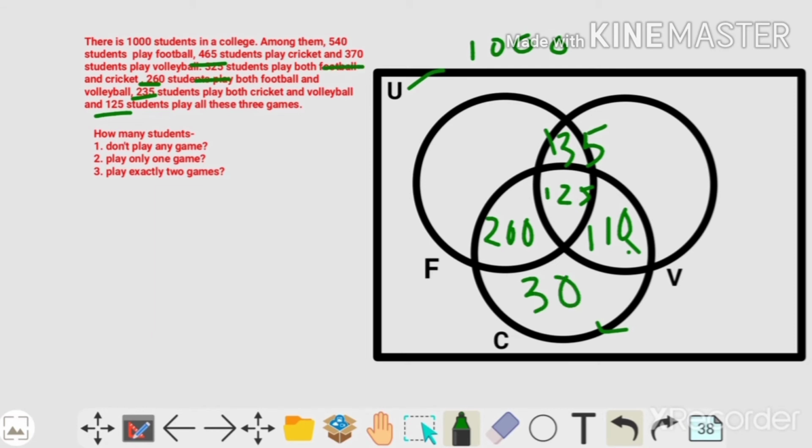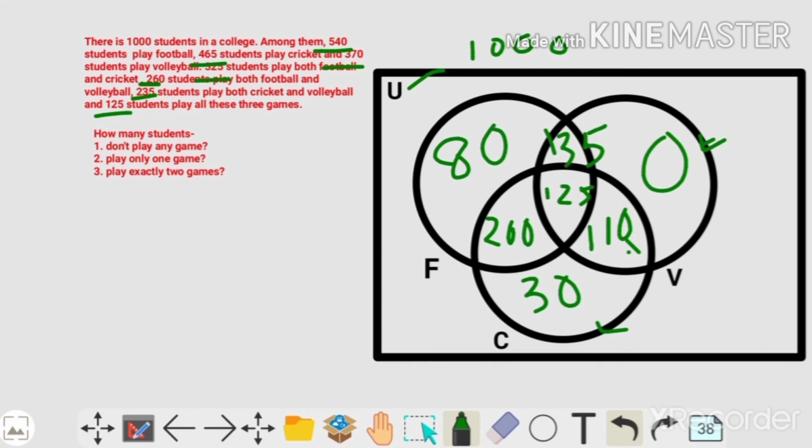Now 370 students play volleyball. If you look at the volleyball circle, there is 135 plus 125 plus 110, which means there are already 370 students here. So there are no students who play only volleyball. Now 540 students play football. There are already 135, 125 and 200, that means 460 students already there, so the remaining students will be 80.